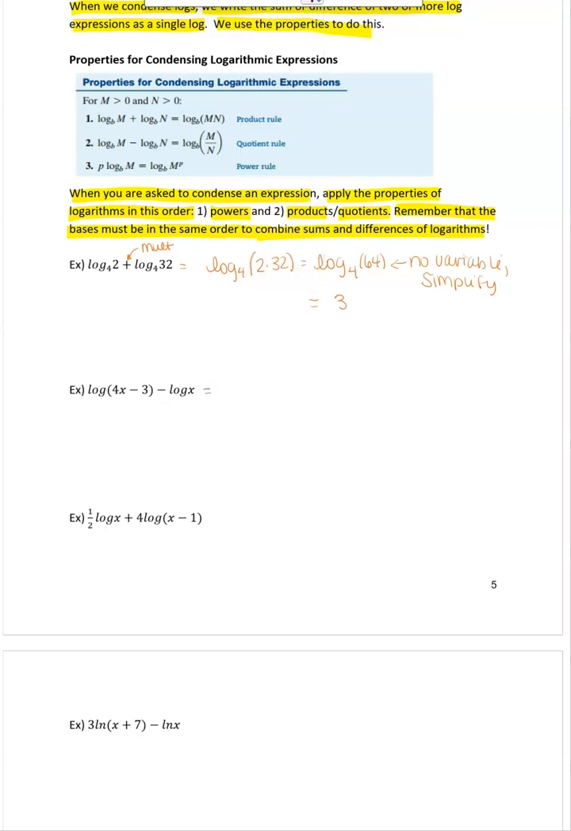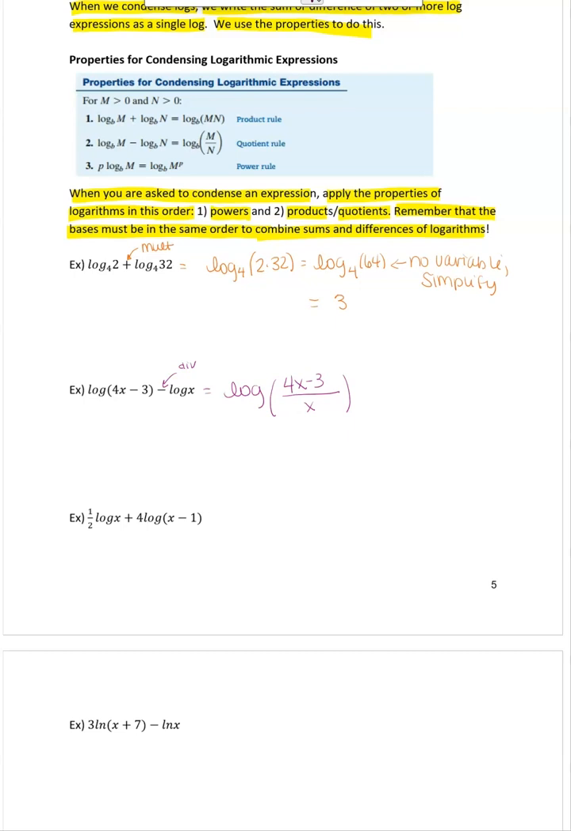Same thing. Both of them are log. Neither one have an implied base, so we know that that's going to be 10. So we're going to write one big log. This time, though, this is subtraction, so we know that it's going to go to division. So we're going to make big parentheses with the small bar goes to the big bar. So we're going to have 4x minus 3, because what we come to first goes on top, what we come to second goes on bottom. Okay?